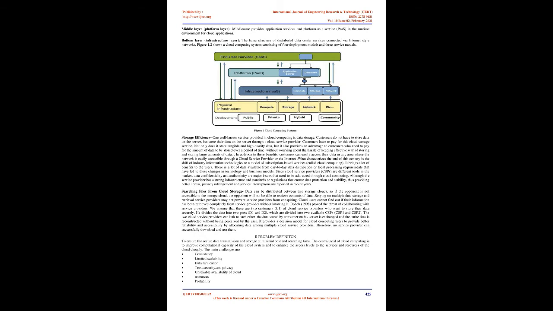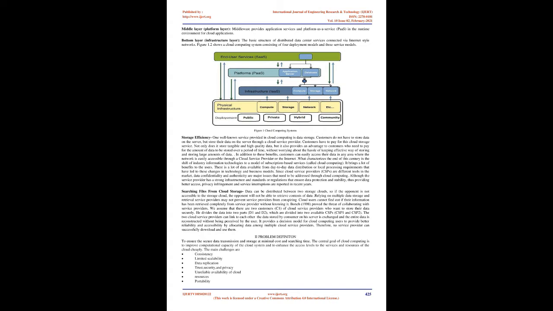Searching files from cloud storage, data can be distributed between 2 storage clouds, so if the opponent is not accessible to the storage cloud, the opponent will not be able to retrieve contents of data. Relying on multiple data storage and retrieval service providers may not prevent service providers from conspiring. Cloud users cannot find out if their information has been retrieved completely from the service provider without knowing it. Boneh, 1998, proved the threat of collaborating with service providers.